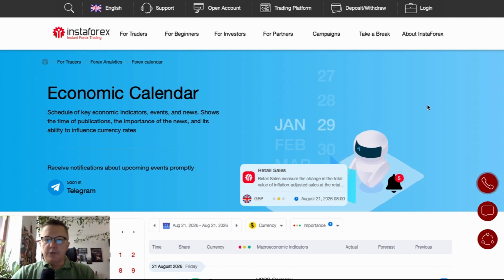Today is Friday, August 21st, 2026. Let's take a look at the Forex economic calendar for today.